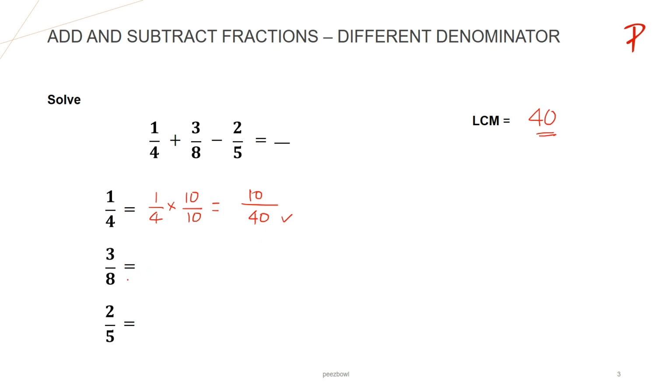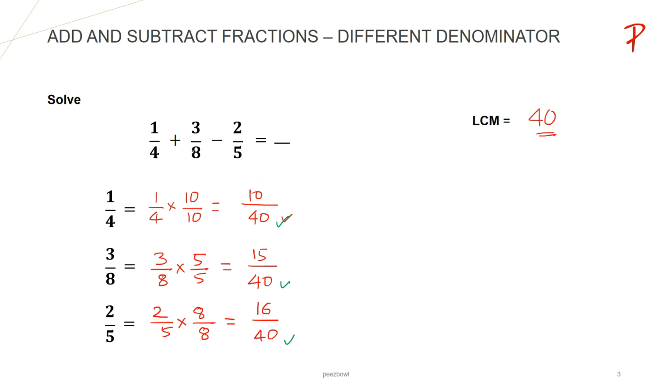Same way, I need to convert 3 upon 8 in such a way that its denominator becomes 40. 3 upon 8, I write it here, multiply by 5 and 5. 3 multiplied by 5 is 15, 8 multiplied by 5 is 40. And 2 upon 5, again, I need to multiply it by 8. 2 multiplied by 8 is 16, 5 multiplied by 8 is 40. So now you can see that in all three fractions we have common denominator, that is 40. Now it becomes very simple to solve these fractions.